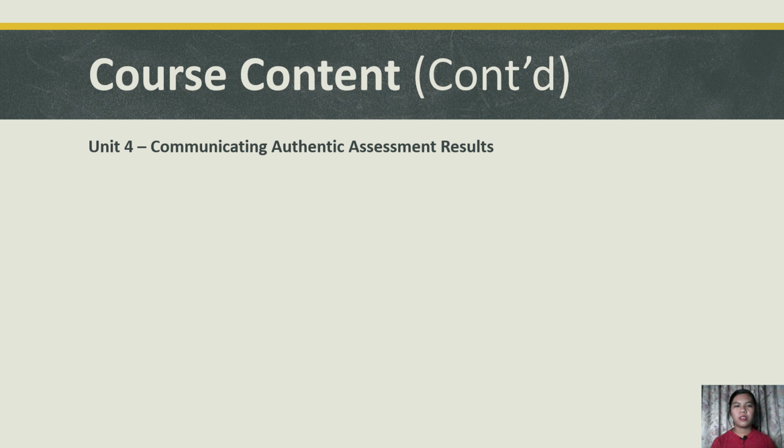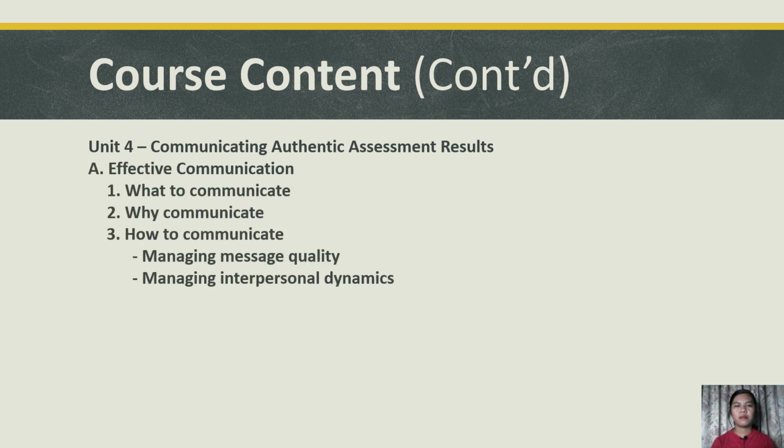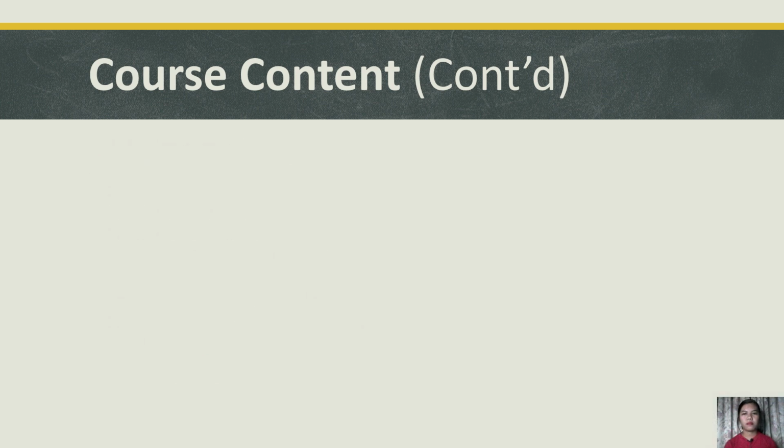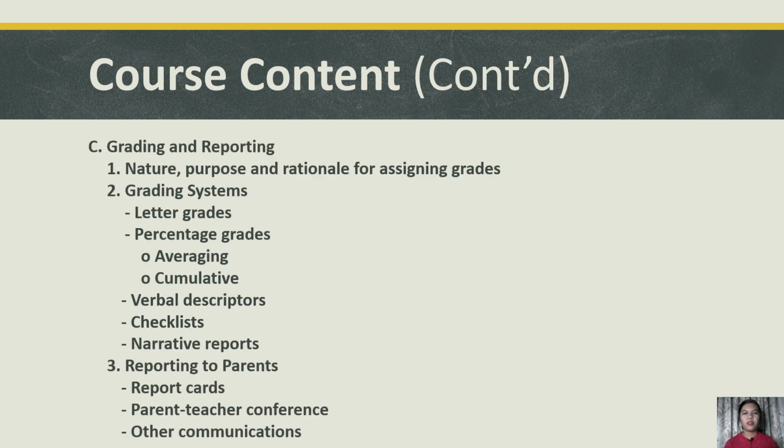Unit 4. Communicating authentic assessment results. First main topic, effective communication. Also, portfolio as a communication medium. You should be able to design and develop portfolios for authentic assessment of learning outcomes. In this lesson, you should be able to report accurately results of assessment of learner academic performance and achievement in the form of grades, marks, descriptors, or narratives, and articulate to parents learning needs, progress, and behavior of the learners during a parent-teacher conference or other appropriate situation.